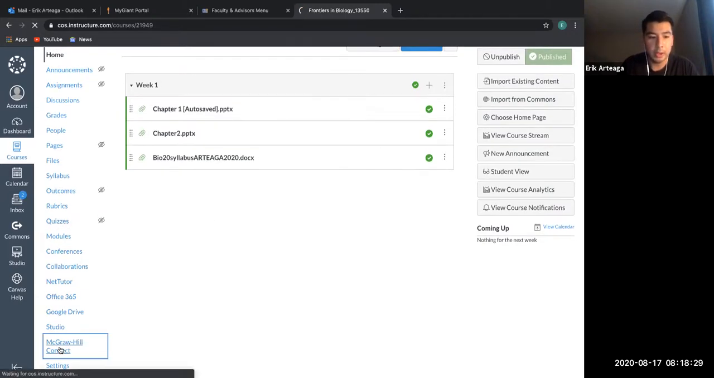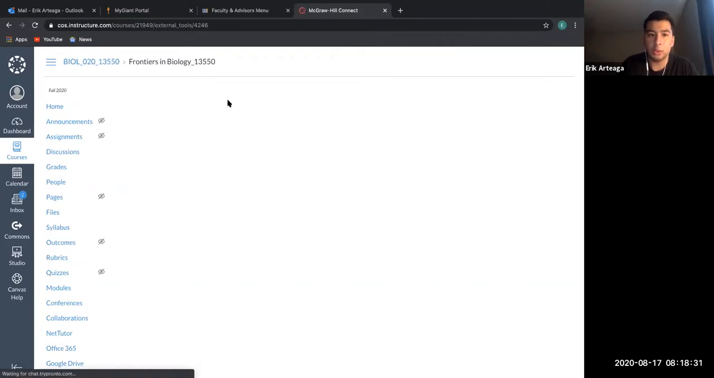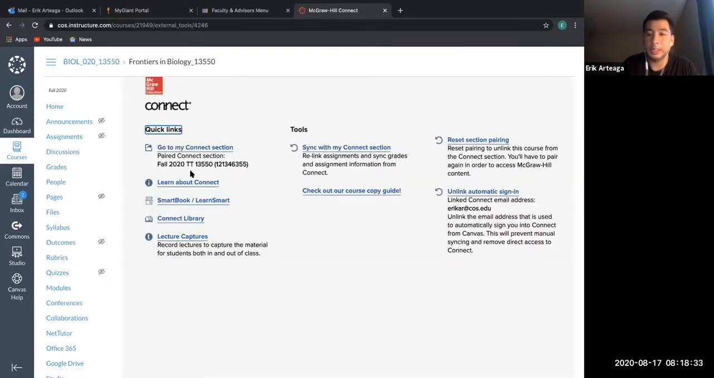All right. So I'm going to show you how to access your McGraw-Hill. This is linked to your Canvas shell. What you're going to want to do is click on Go to My Connect section, okay? And what's going to happen here is it's going to prompt you to log in or buy or purchase a Connect code, and you don't need to purchase a code, okay? I can't stress that enough. We have the codes provided by the campus. I will be providing you with a code once I receive them.